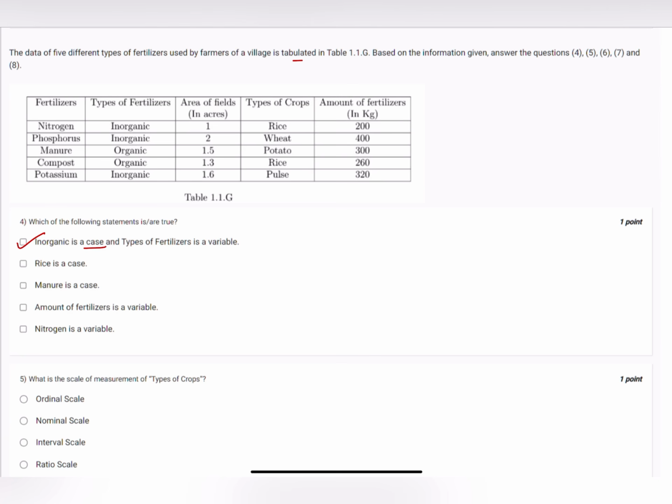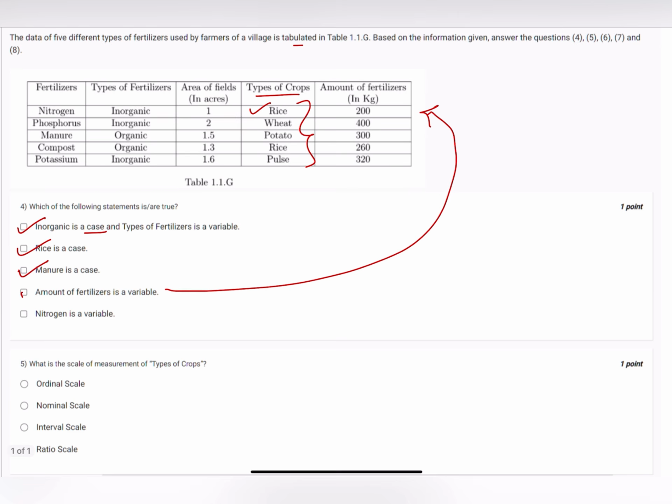Rice is a case. See, type of crops, it's a variable. It stores different types of values, and rice is one of the cases. Manure is a case. Amount of fertilizers is a variable. Yes, it's a variable. It's a quantitative variable. And nitrogen is a variable. No, nitrogen is not a variable. It's a case. It's a case for fertilizers. Fertilizer is a variable and nitrogen is one of its cases. So it's not a variable.